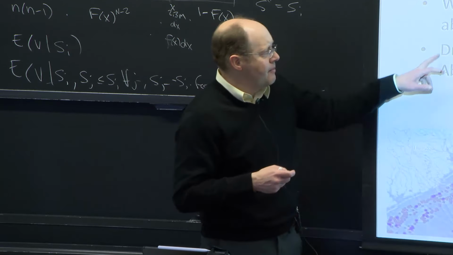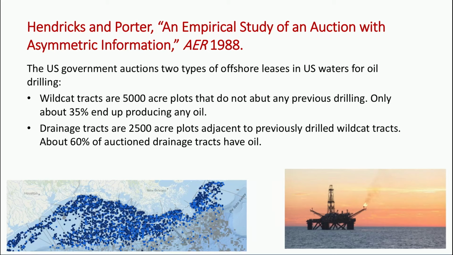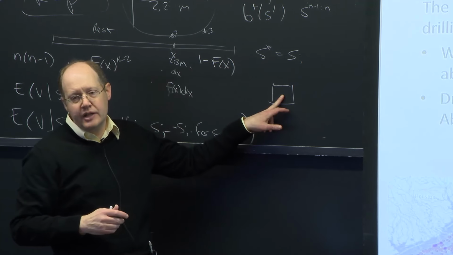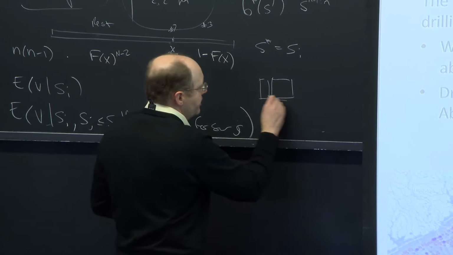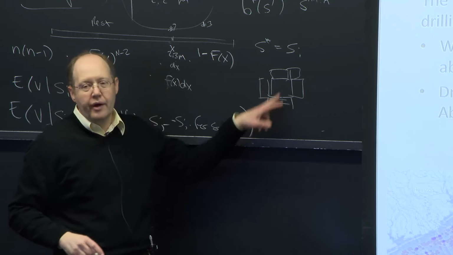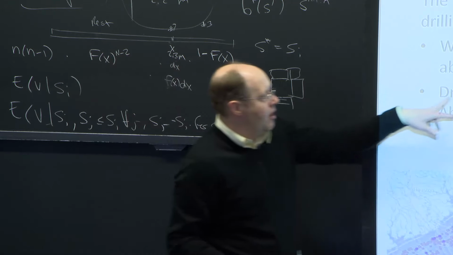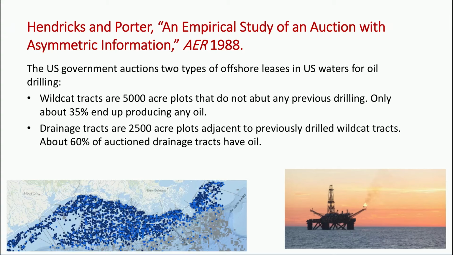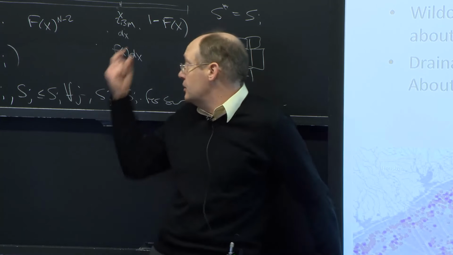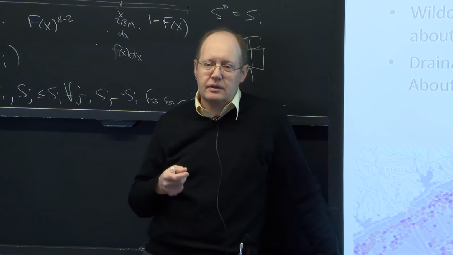The second type: I'll just go out here in the Gulf of Mexico and they'll auction off the right to drill here. But then sometimes you auction off the right to drill on this tract, and there is oil there. And if there is oil there, then immediately people tend to want to drill here or here or here, because if you know there's oil here, there's probably oil nearby also. So they also auction off what are called drainage tracts. They're smaller plots that are adjacent to a previously drilled wildcat tract. When people buy drainage tracts, it's more likely that there's going to be oil there. It's much less risky, with a much higher expected amount of oil, because you know there's oil right next door.